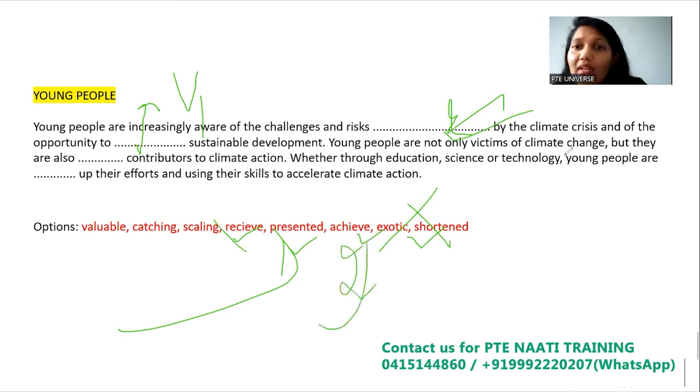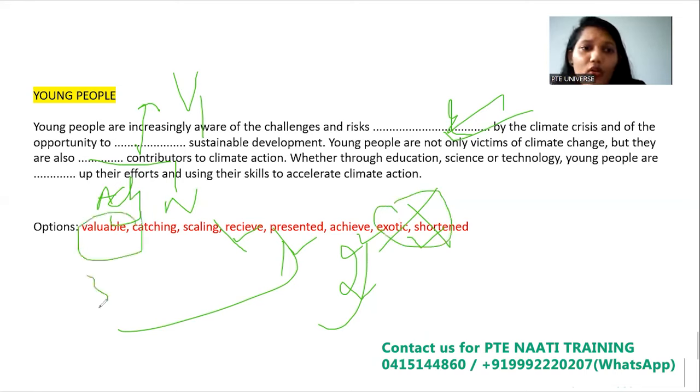Young people are not only victims of climate change, but they are also dash contributors. Now, contributor is a noun, and before a noun an adjective will come. See the adjectives. Which kind of contributor can they be? Exotic is an adjective. Valuable. They can be valuable contributors. That's why we're talking about them. They can be valuable contributors if they take actions in the correct way.